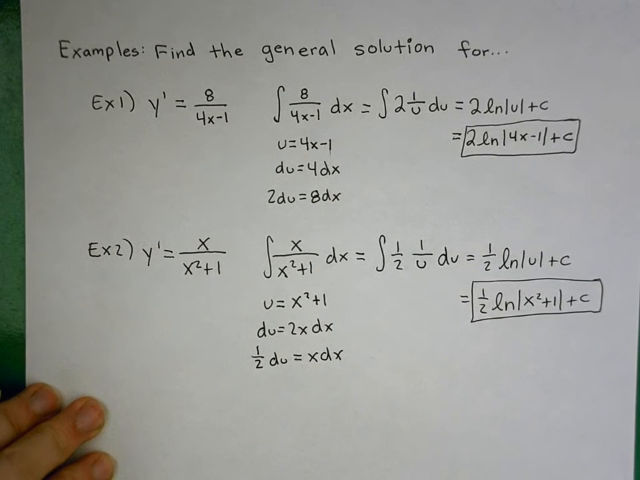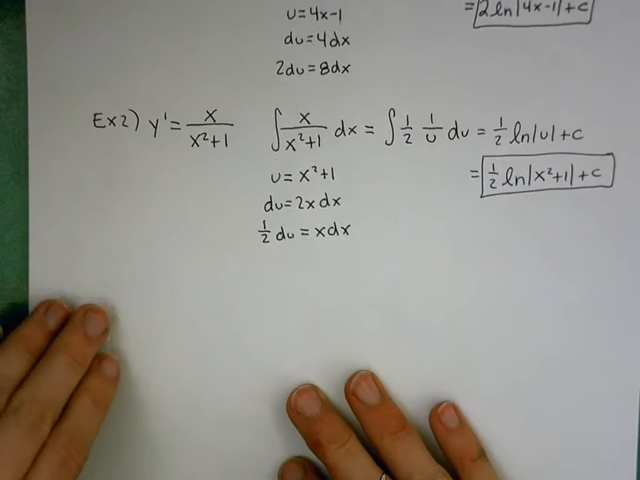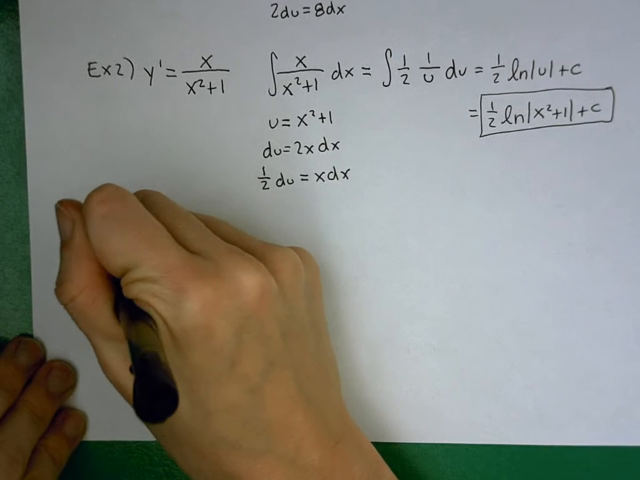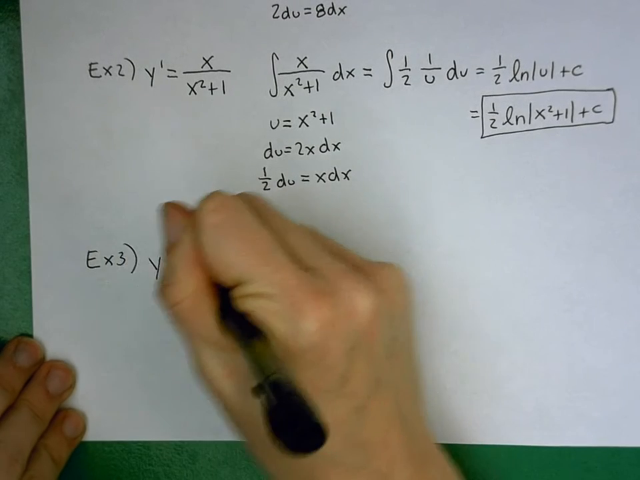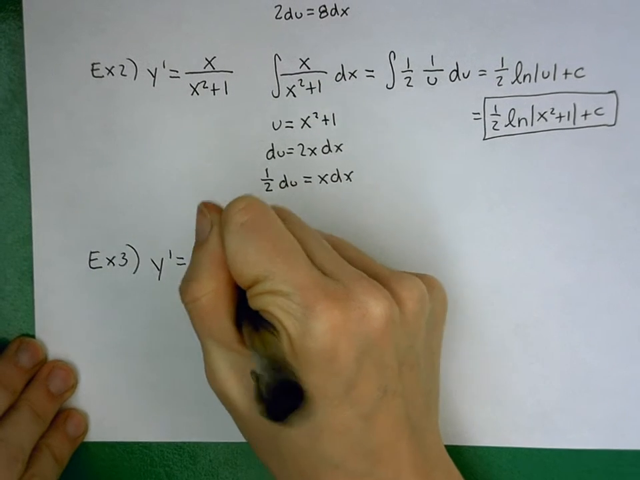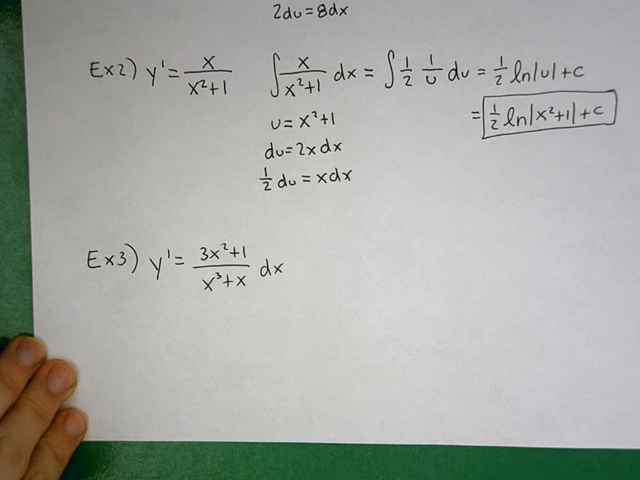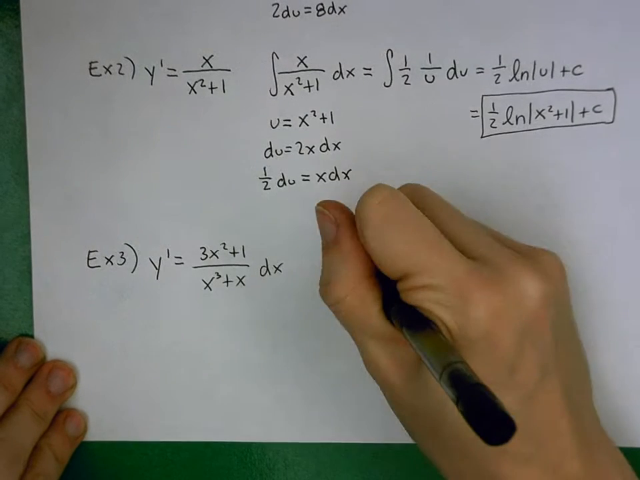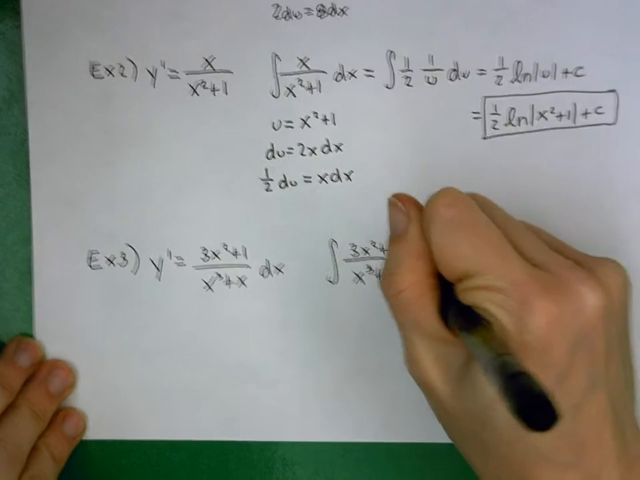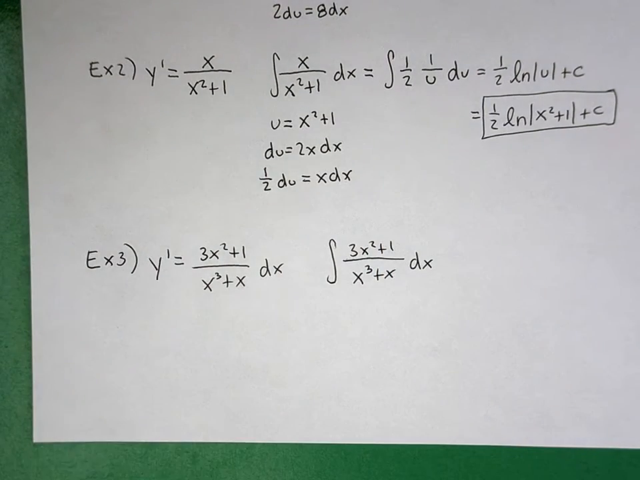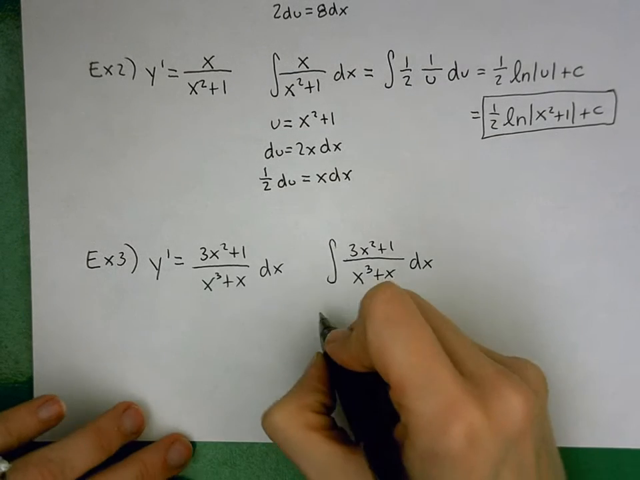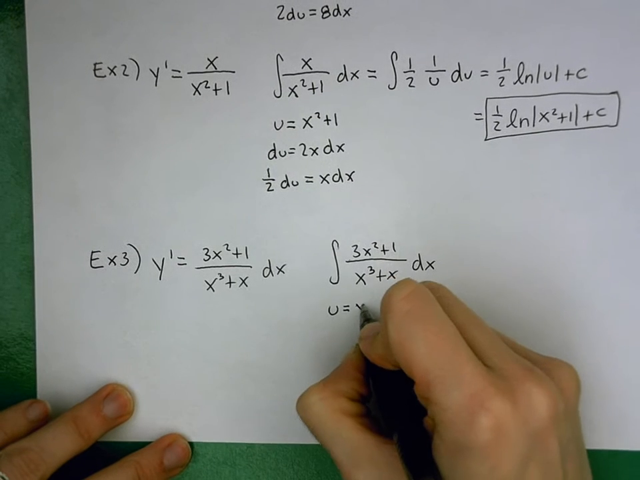Okay, so one more here. Example 3. We have y prime equals 3x squared plus 1 over x cubed plus x. Okay, so again, evaluate, can I rewrite, can I get into power rule, etc. Nope. So, u substitution, look for your parentheses. U would be my x cubed plus x.